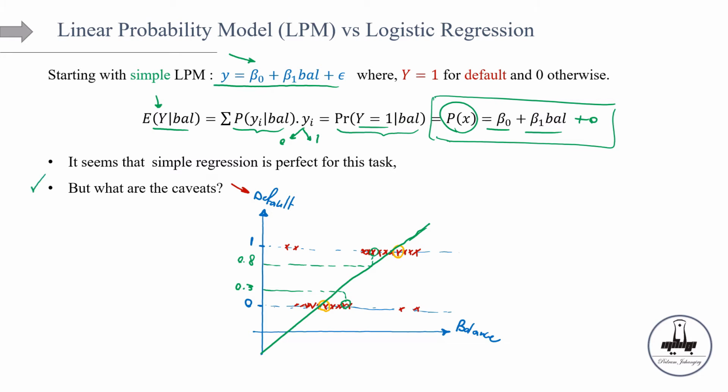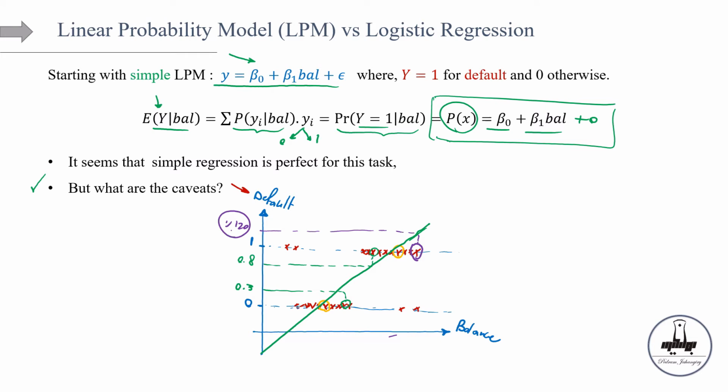Well, the first and most obvious disadvantage of the linear probability model is that it's going to make some predictions that are greater than 100% or predictions that are negative. How? Look at these observations. For this observation, the model is going to predict a number like, let's say, 120%, right? This doesn't make any sense because probabilities should be between 0 and 1.